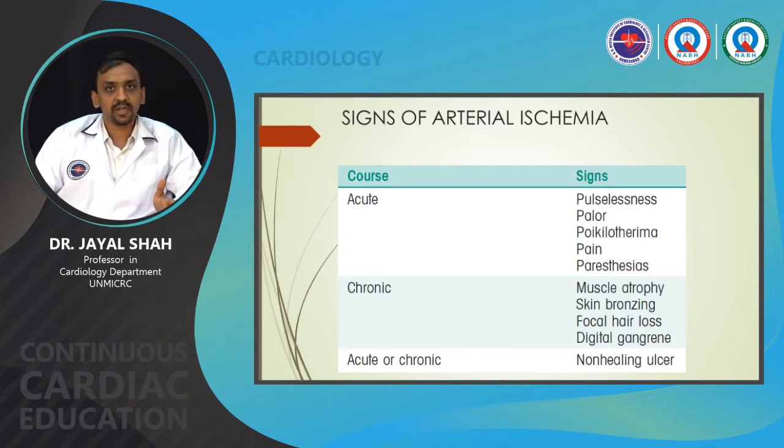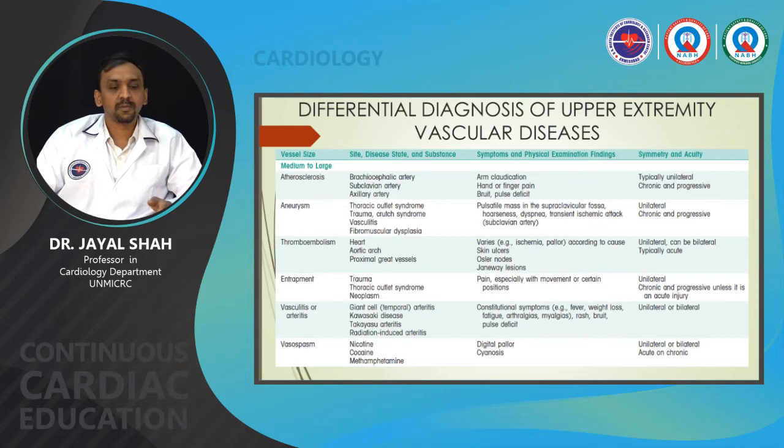So in the case of acute arterial insufficiency, different signs like pulselessness, pallor, poikilothermia, pain and paresthesia will be present. While if the process is a chronic one, then it will be accompanied with muscular atrophy, skin bronzing, focal hair loss, as well as digital gangrene. And a non-healing ulcer will point to either an acute or a chronic disease process.